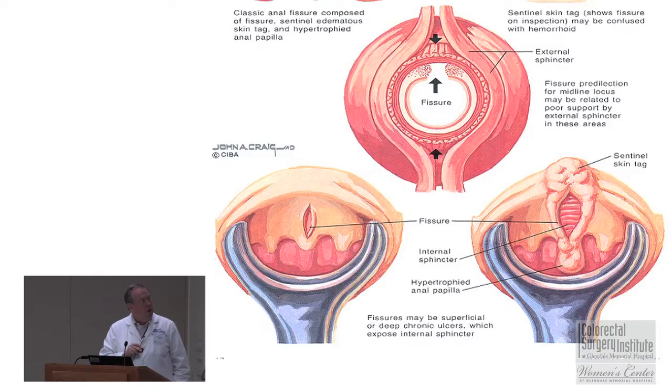Those tend to occur in the midline. 90% of them are in the posterior midline, and about 10% of them are in the anterior midline. And the problem with them is they erode and they get deep to the point that they expose the muscle. And these patients come in with bleeding and pain, particularly pain with defecation.